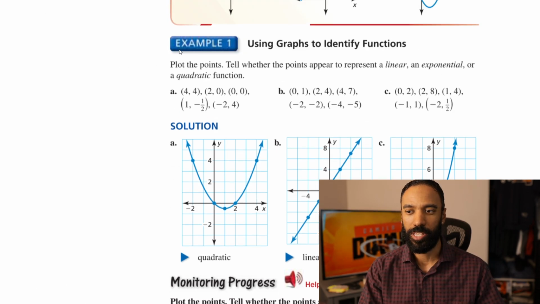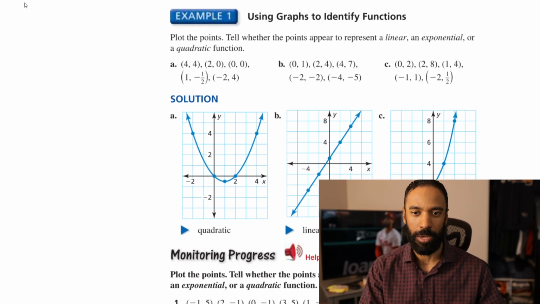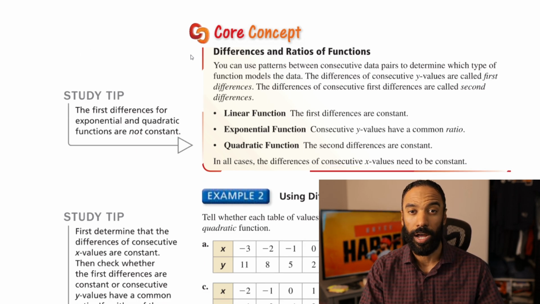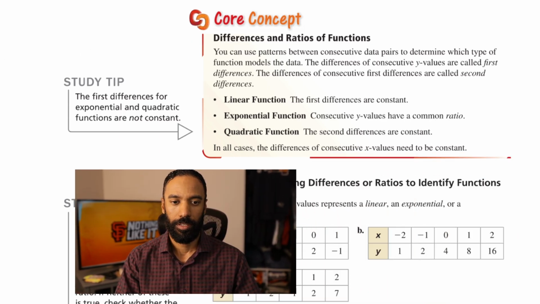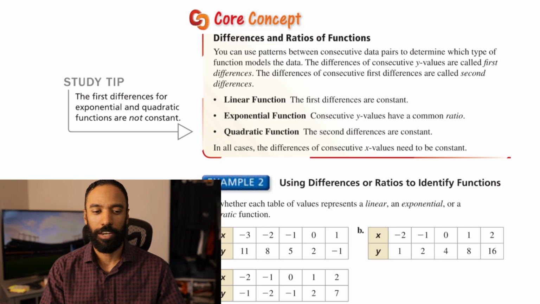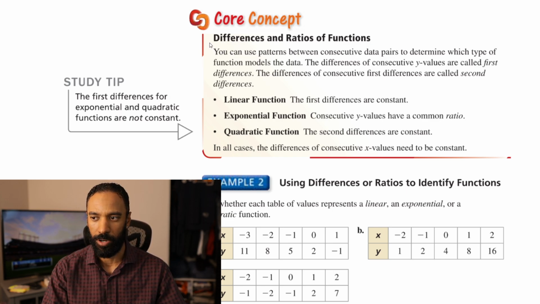So they'll probably, because that's an example, they generally follow the example, so we're probably going to have to also draw graphs with them. Let me move myself over here. Let's look at differences and ratios of functions. Yeah, this is an interesting bit. You can use patterns between consecutive data points to determine which type of function models the data.